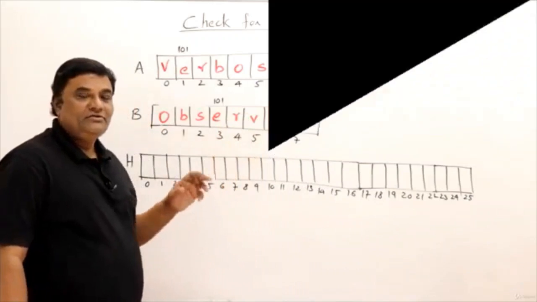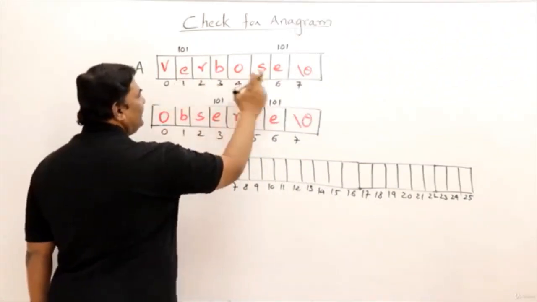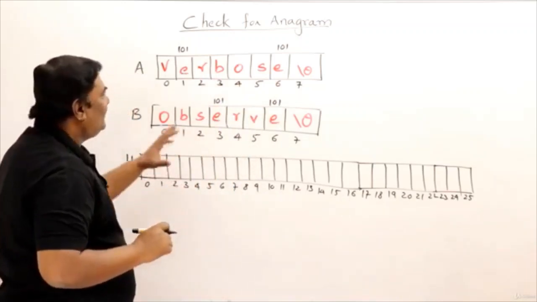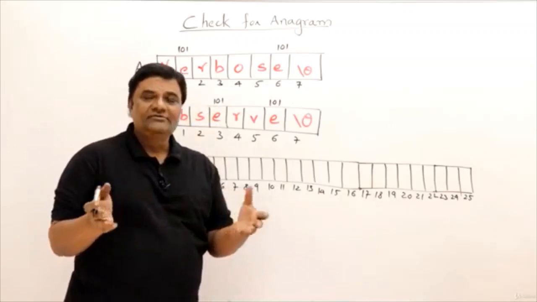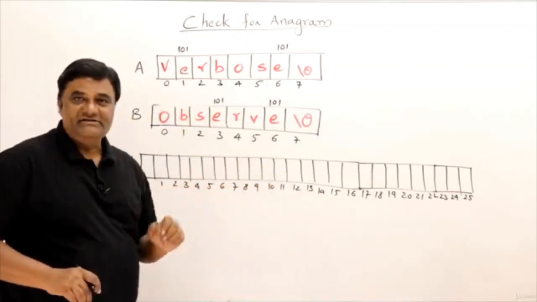Yeah, here I have duplicate letters in a string. Like this is "verbose", E, E, and observe E, E is repeating. So how to handle this one? We don't have to take special care for this one. The same method will manage this.